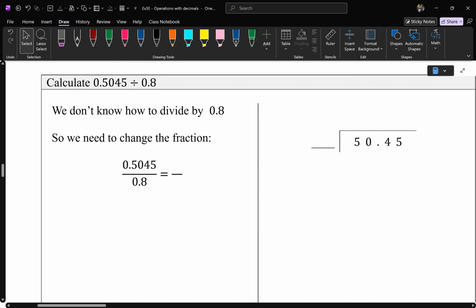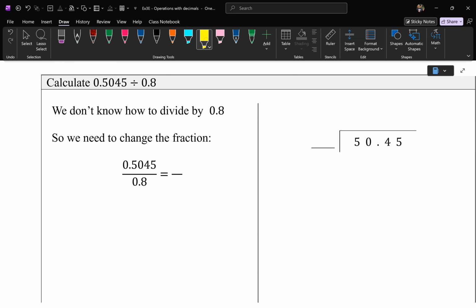0.5045. You're trying to divide this by 0.8. Nice and ears towards the board. One last example.